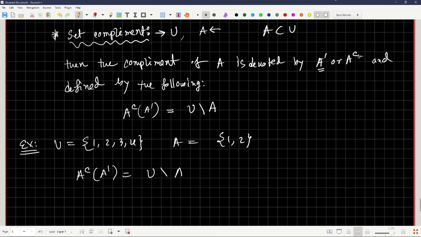We only learned set difference a few minutes ago, but can anyone tell me what this is? Okay, sir, it's 3 and 4. Yeah, it looks like a U. Sorry, my handwriting is pretty much trash. So yeah, this is your set complement.